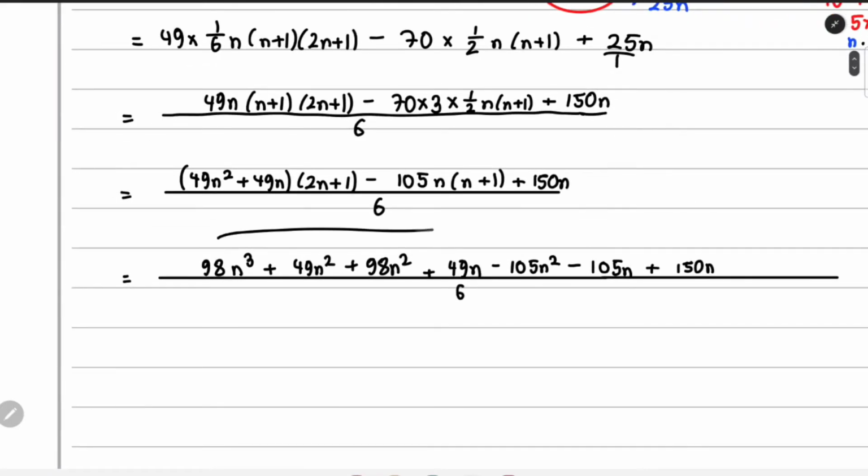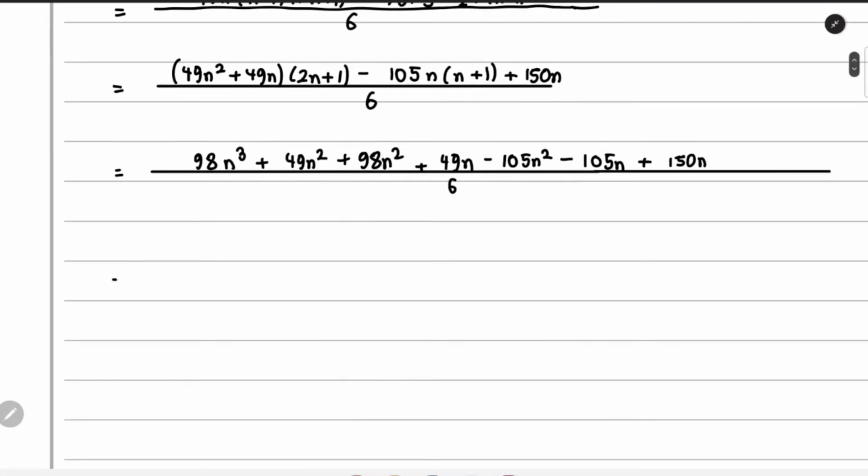Now from all these terms, there are no constants. The lowest power of n is 1. I can take n out as a common factor.